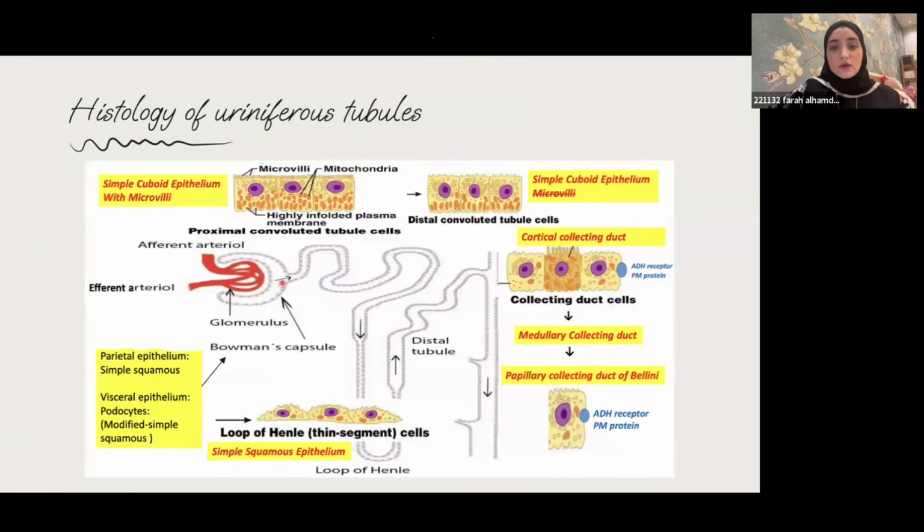Okay, then we move on to the proximal convoluted tubule. The proximal convoluted tubule has cuboidal cells, simple cuboidal epithelium with microvilli. This is the very important part about the proximal convoluted tubule, and also the pars recta of the proximal convoluted tubule. This whole area has cuboidal epithelium, simple cube. So this entire nephron is simple, by the way. So this area is simple cuboidal with microvilli.